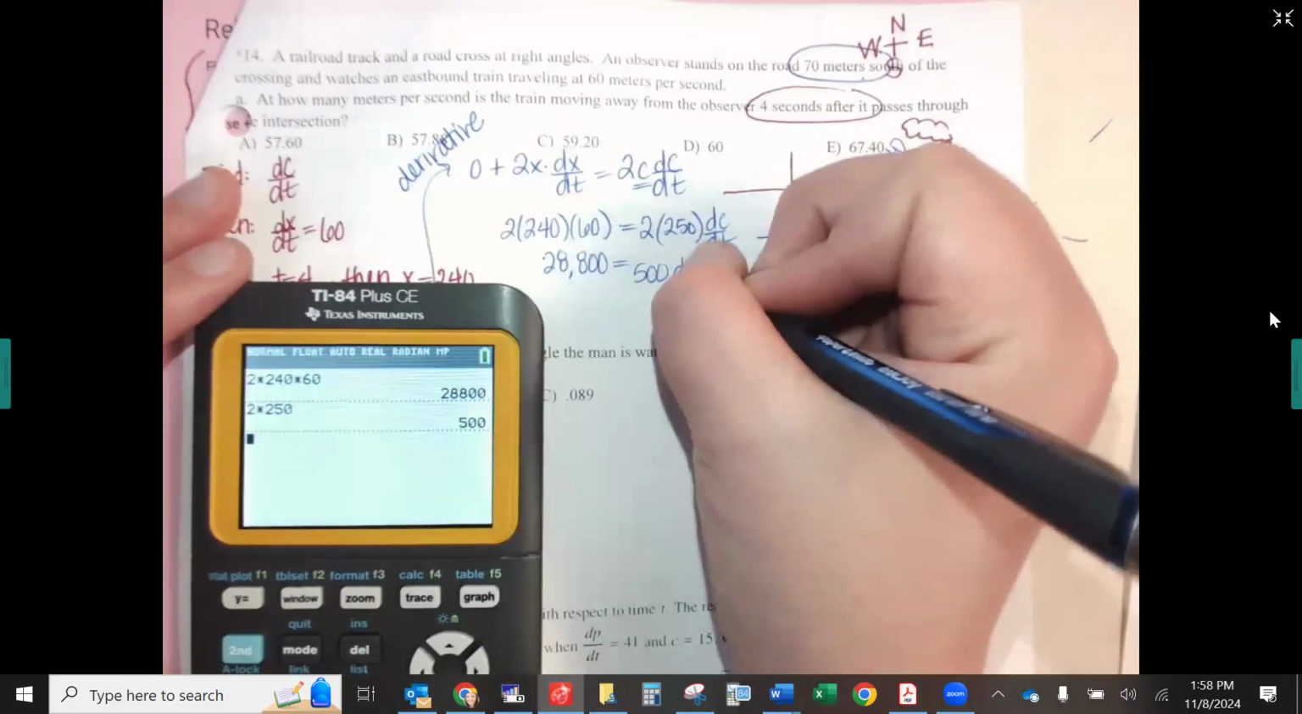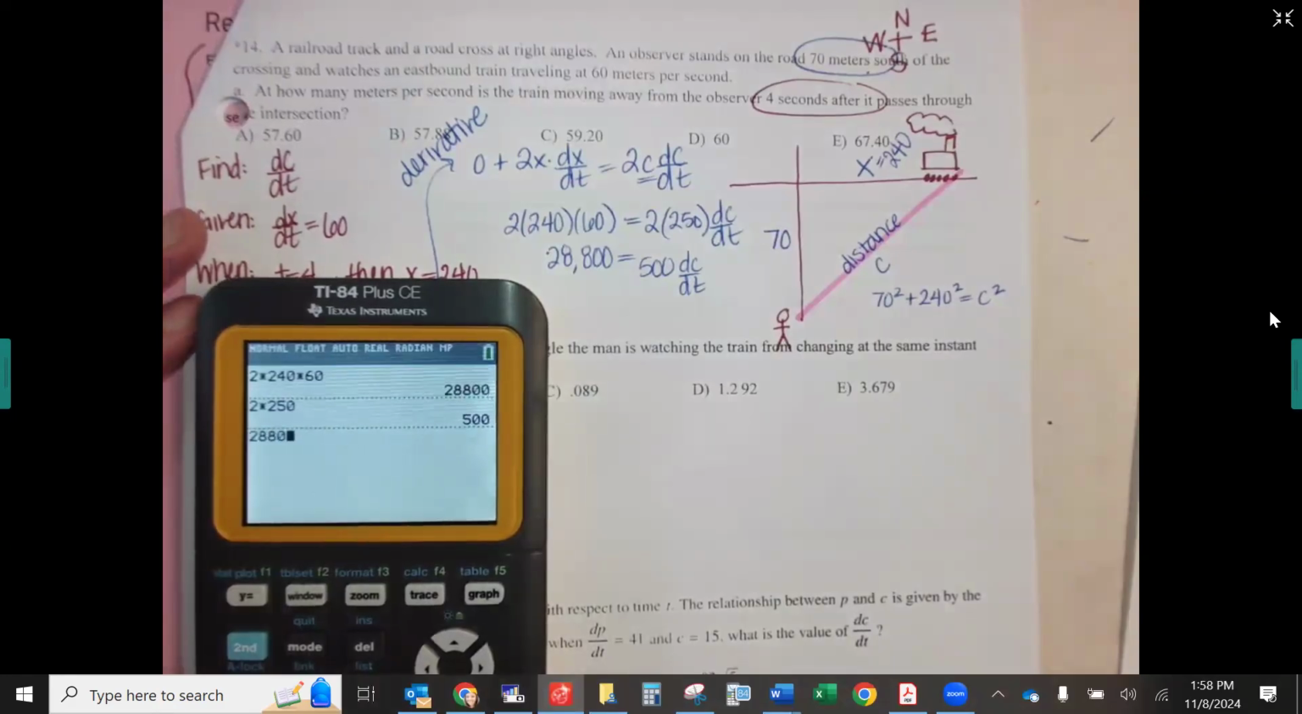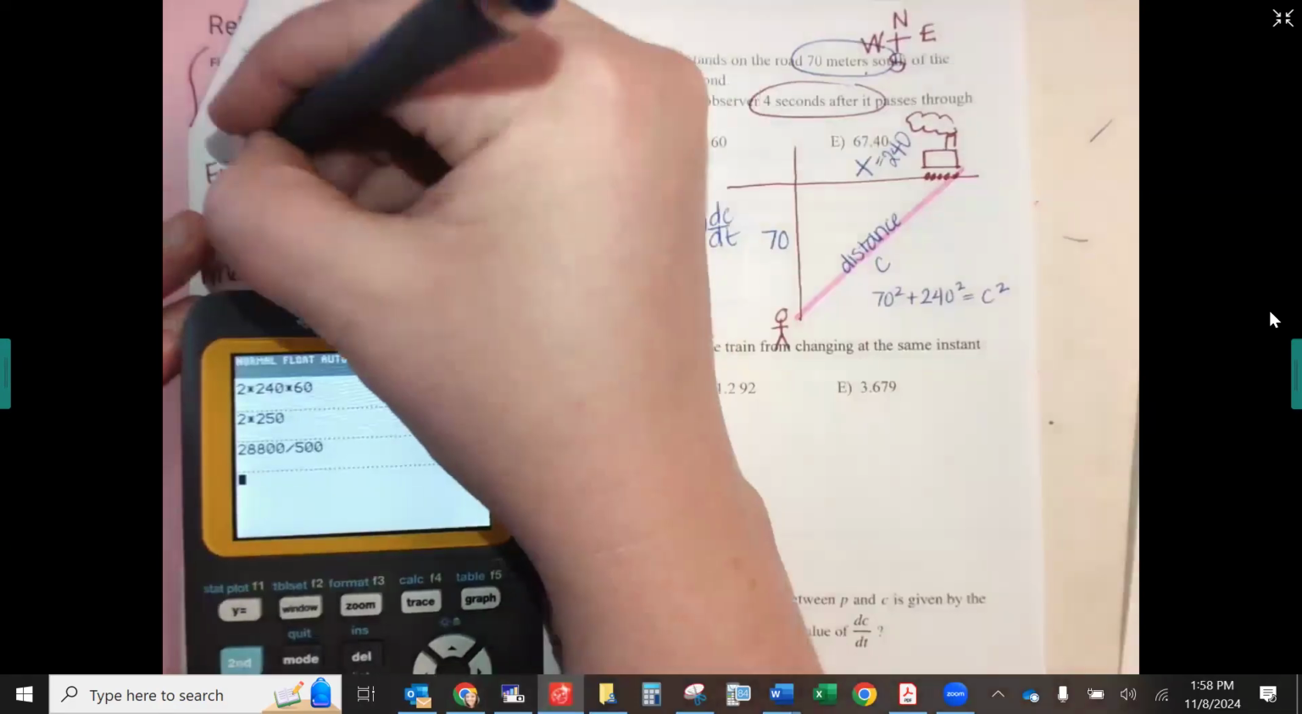All right, when you get to here. Okay, let's finish it up. Okay, ready? We're going to divide the 500 across and you'll have your answer for part A. So 28,800 divided by 500 is A.